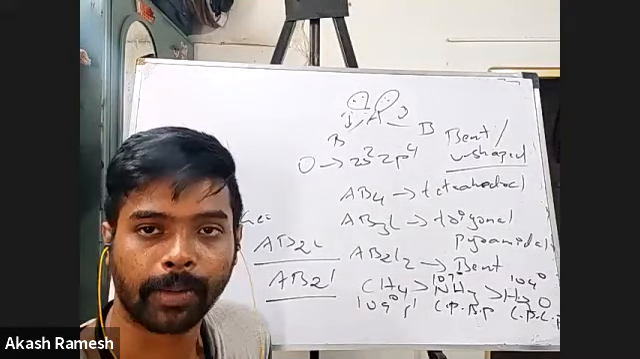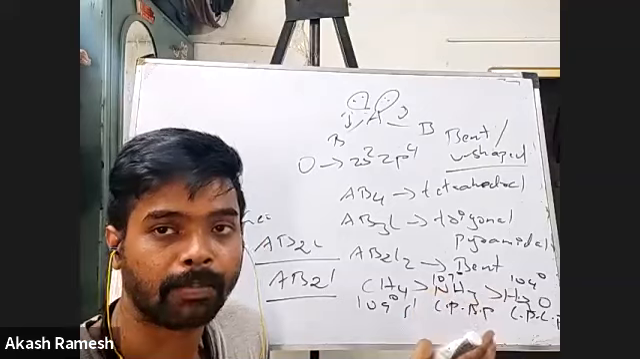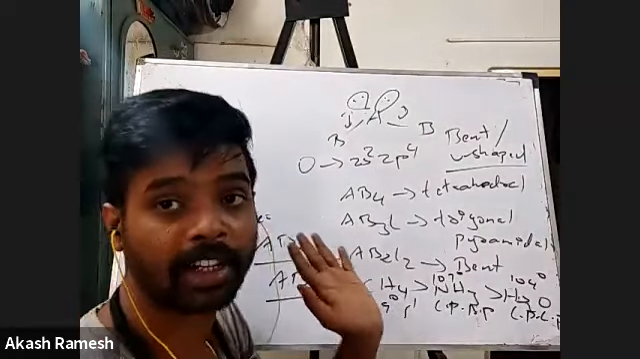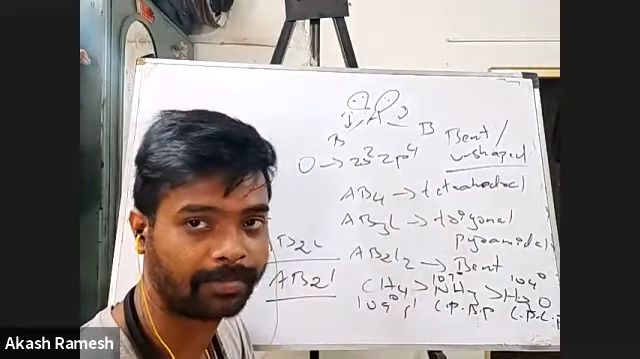Okay. Everybody understood why the bond angles are like this? Everybody should give me a yes. Please give me a yes. Yes, sir. Yes, sir. Okay. Cool. So hope everybody understood how the bond angles are changing. Cool. Now we'll go for the next hybridization.